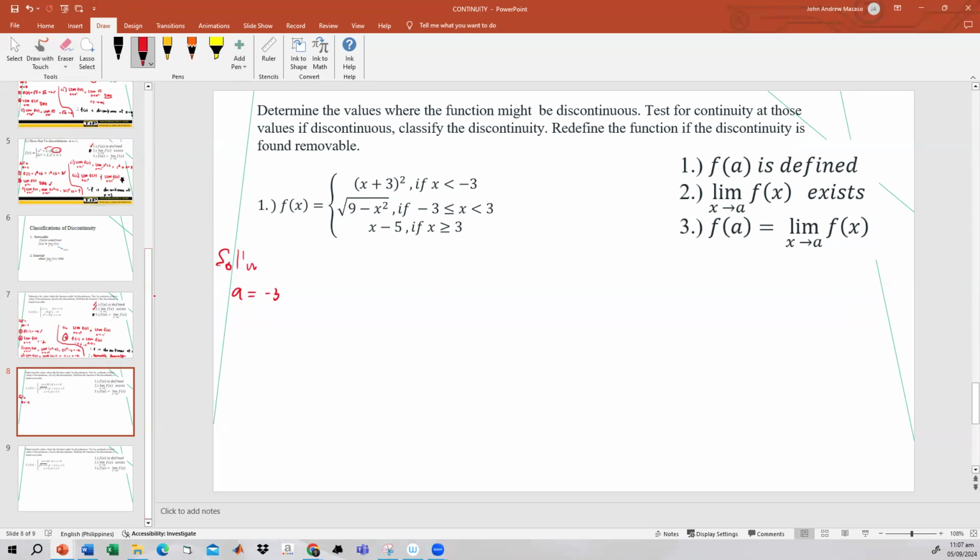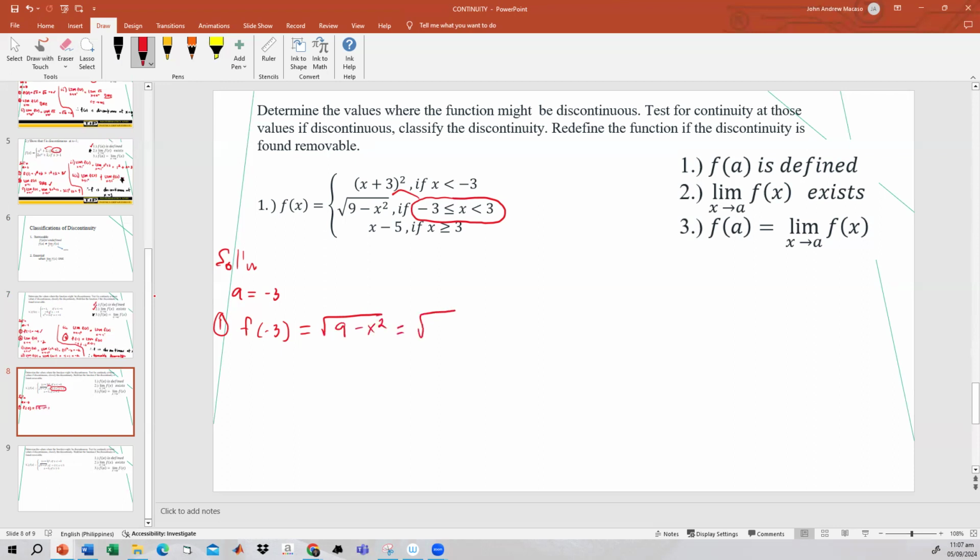So if you will check, class, the first condition for continuity, of course, f of -3. So where does f of -3 or x is equal to -3 fall? Of course, this will fall on the second inequality because this is defined as x is greater than or equal to -3 but less than 3. So in this case, you just need to use the function that corresponds to this inequality, which is square root of 9 minus x squared.